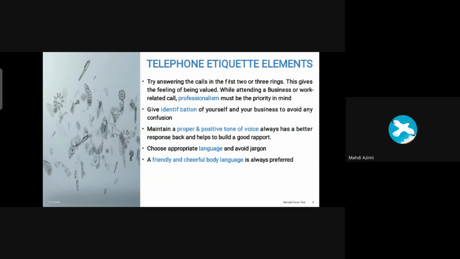Apart from that, whenever we are having a telephonic conversation, we cannot see the face of the person. We can just hear the voice. So the voice quality should be good. We should be very friendly and should use cheerful body language so that it gets resonated.